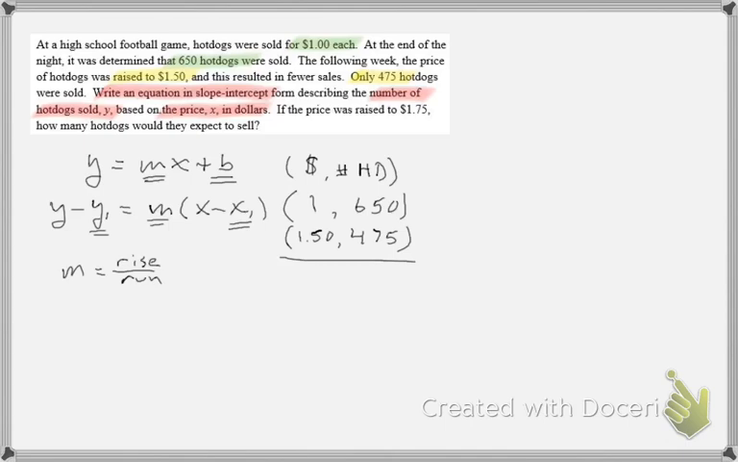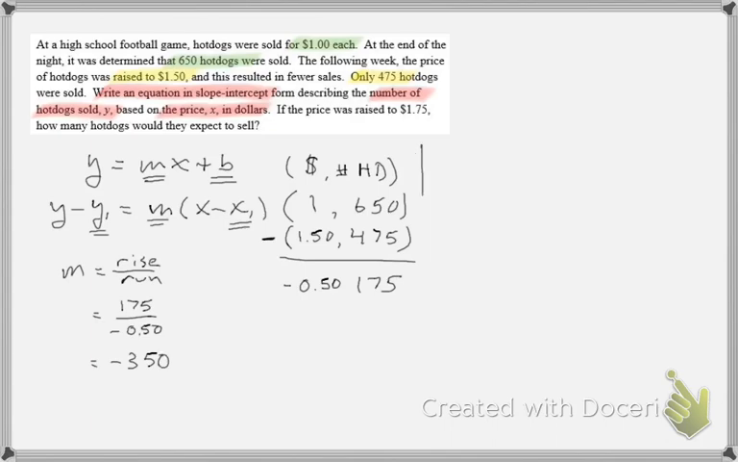So with that, I now need to find the change in y over the change in x. And it's kind of nice the way I wrote my two ordered pairs one on top of the other, because now all I have to do is subtract these, and I'll get the change in y and the change in x. Subtracting my y values, 650 minus 475 is 175. That would be my rise, change in y. The change in x, when I do 1 minus 1.5, I'll get negative 0.50. Dividing the two, I'll end up with negative 350.